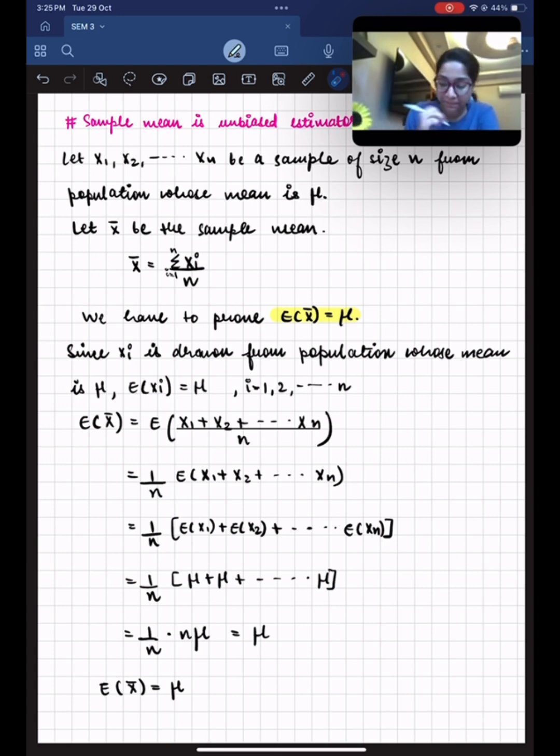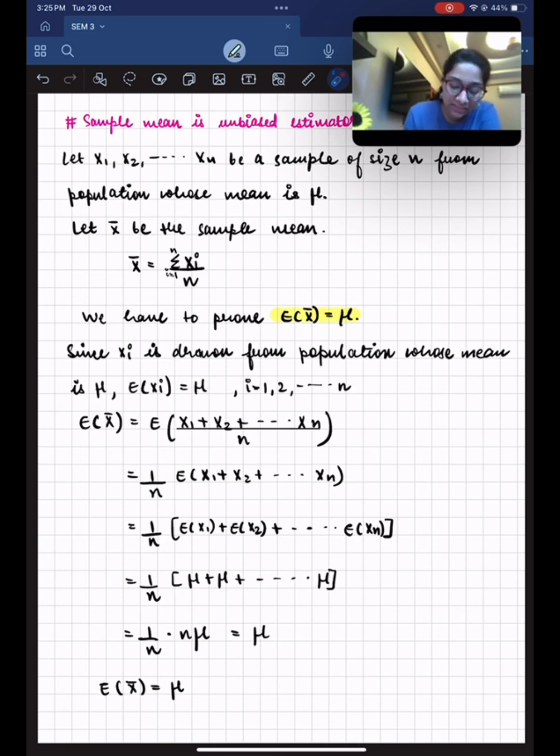Now we know the property of expectation, that expectation of ax is equal to a into expectation of x, and we've used the same property here. We've taken out 1 by n and we have the rest of the value as expectation. Now there is another property that expectation of a plus b is equal to expectation of a plus expectation of b. We've used the same property, and then we have 1 by n times expectation of x1 plus expectation of x2 plus so on till expectation of xn.